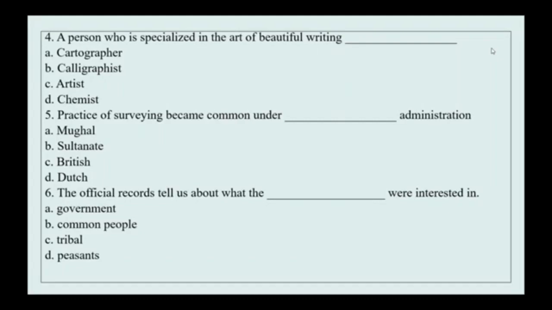Okay, fine. Next. The official records tell us about what the Dash were interested in. Option A, government. Option B, common people. Option C, tribal. Option D, peasants. Which one is the right answer? Government.